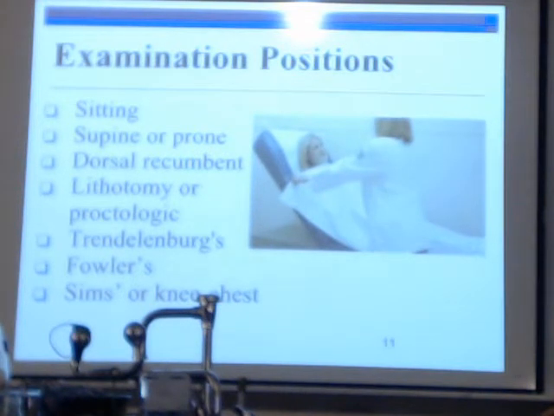Trendelenburg is generally for patients who have a low blood pressure, and that is when the head is below the feet. Fowler's position would be sitting at a 90-degree angle. In turn, semi-Fowler's would be at a 45-degree angle. And Sims position or knee-chest would be a person laying on their left or right side with one knee bent towards the chest. So be sure you're aware of what all of those positions are.